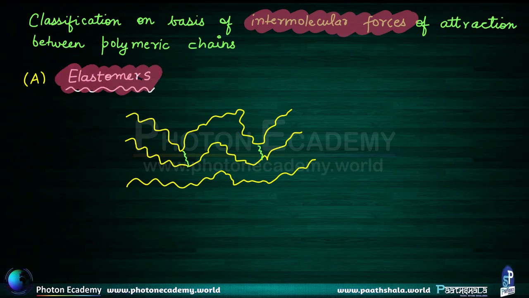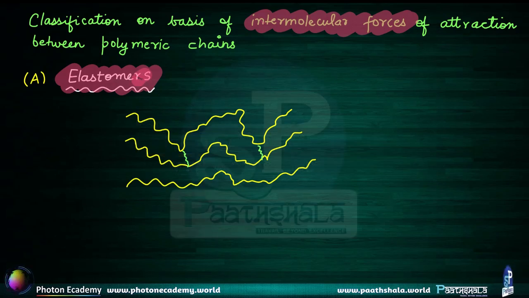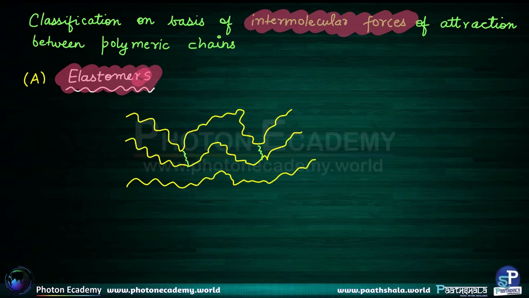Now these elastomers find a number of uses, particularly in packing materials and the rubber bands that you commonly see. These are all elastomers. And they are amorphous, they have low density because they're not in close packing with each other, and they have low tensile strength and they are elastic. That is very visible because the name itself suggests that they are elastomers.